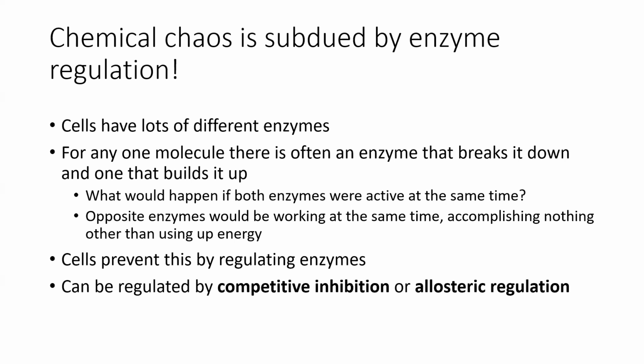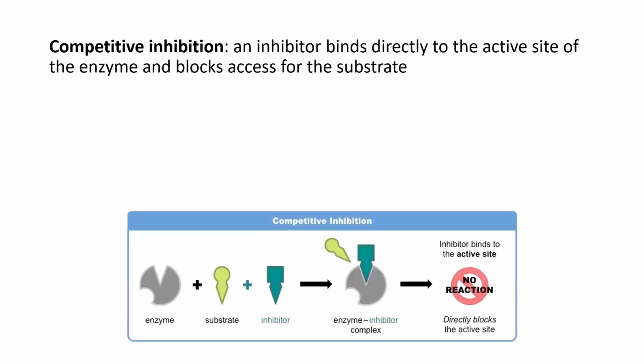And there's different ways that this can occur. There's competitive inhibition, and I bolded these vocab words, and allosteric regulation. So I have one more minute and a slide for these. So enzyme activity is regulated by competitive inhibition or allosteric regulation, which is important because that ensures that opposite metabolic processes are not occurring at the same time.